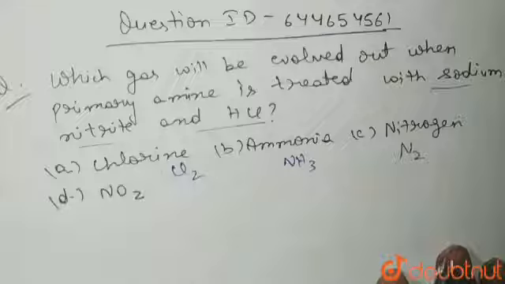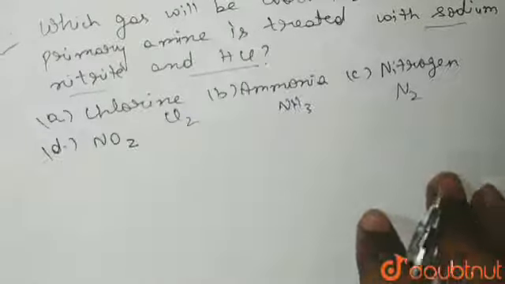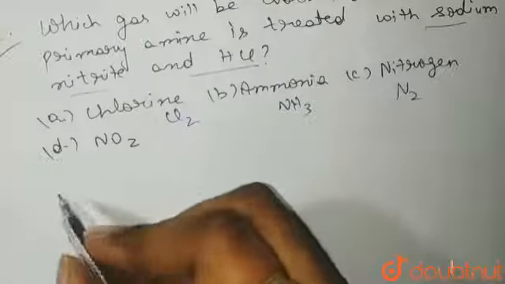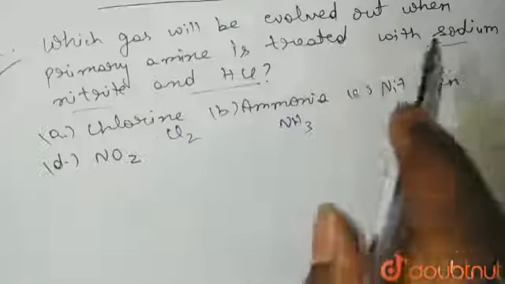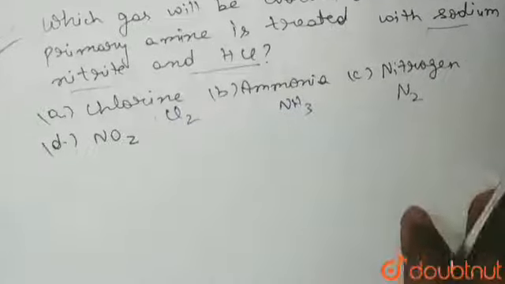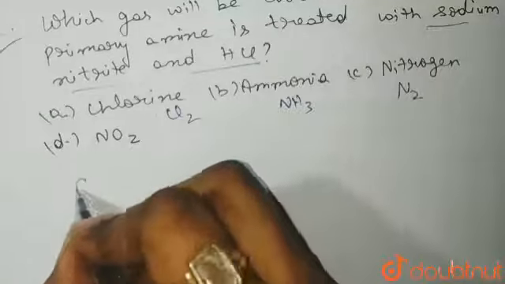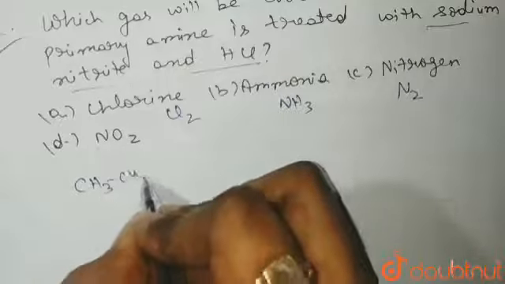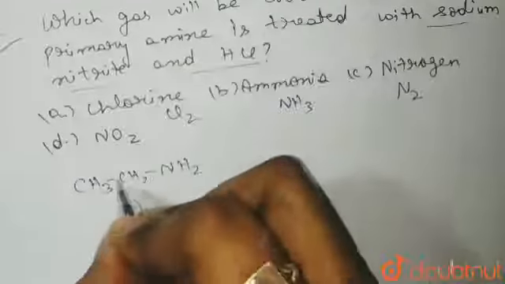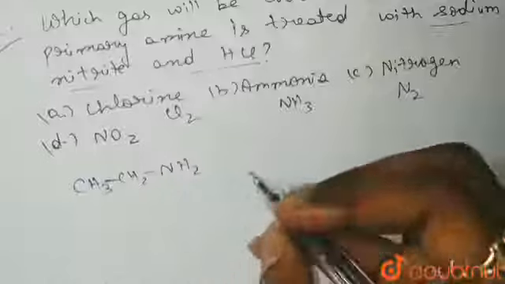Now let's see here. What is given in the question? We are treating primary amine with NaNO2, that is sodium nitrite, and HCl. So let's take an example of primary amine. Let's take the example of ethylamine, that is CH3CH2NH2. This is our ethylamine, so this is a primary amine.